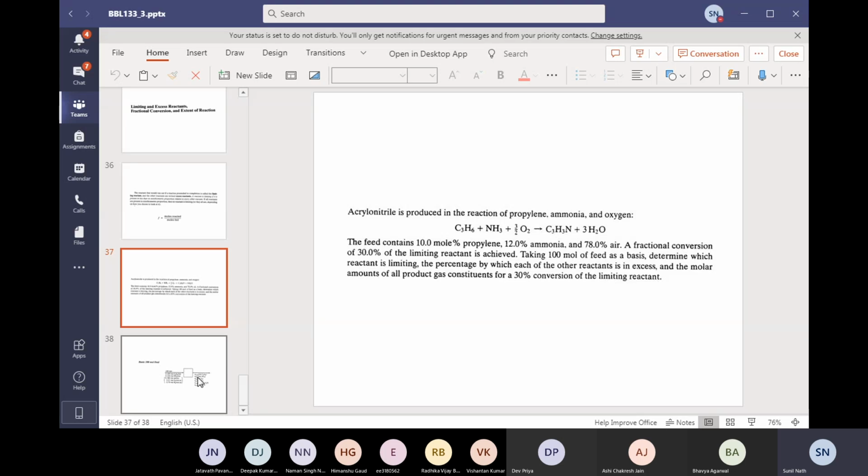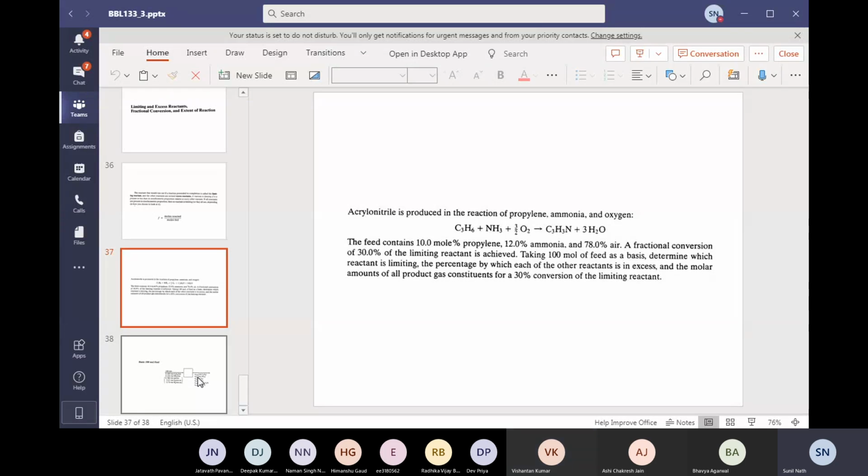So you can take 100 moles as the basis and then find out what species all the input streams contain. So if 100 moles is the basis, you'll have 10 moles of propylene, 12 moles of ammonia, and 78 moles of air. So 21% of that will be oxygen, 16.38. If you are short of time, you can take it as 20. Okay, correct. So you know the input.